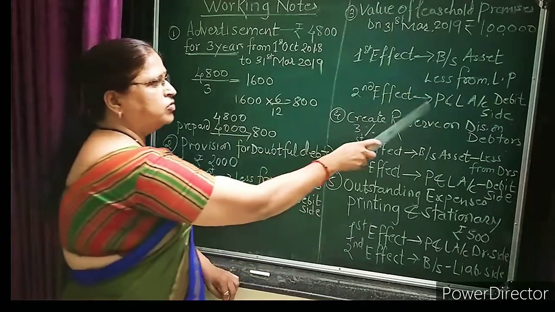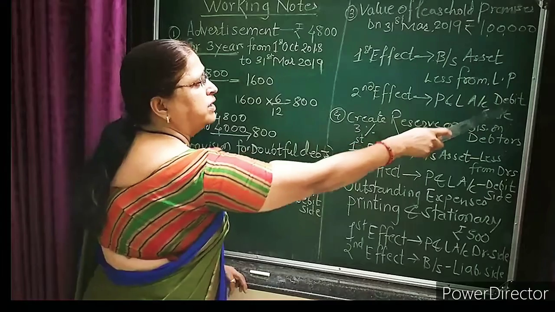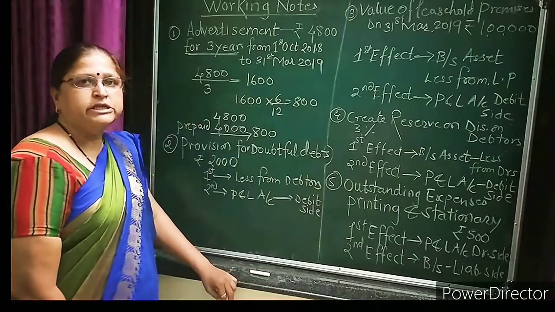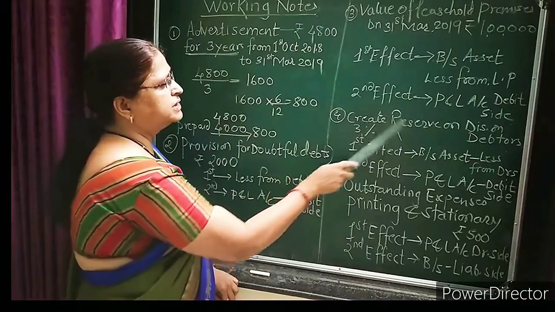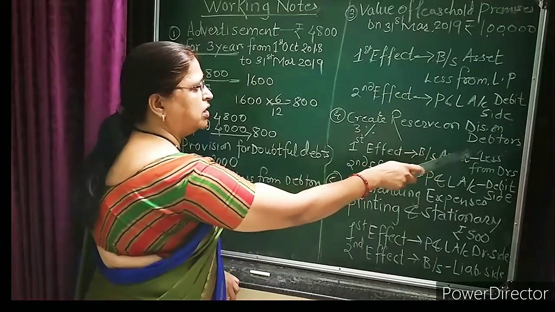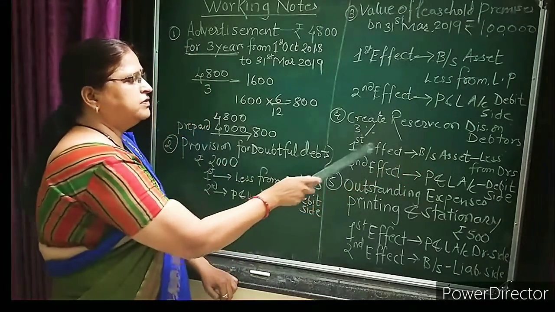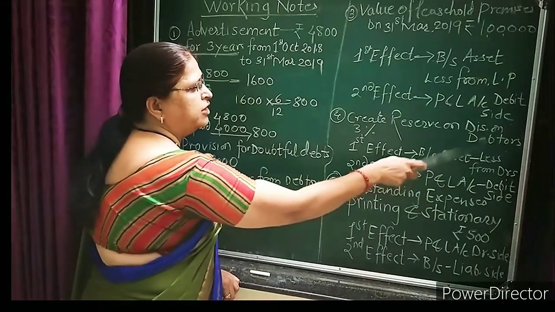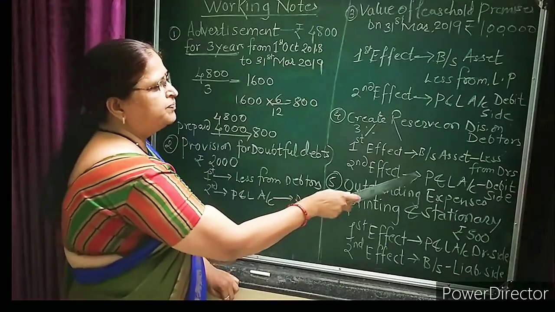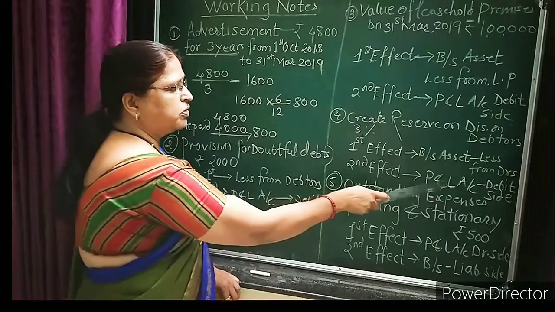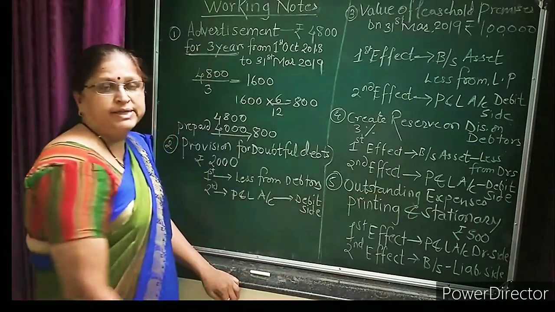Second effect, we have to give to the profit and loss account debit side as it is the expense of the business. Next, 3%, create 3% reserve on discount on debtors. Again, first effect, balance sheet asset side, we have to deduct from debtors, and second effect, it is the expense of the business, so profit and loss account debit side.